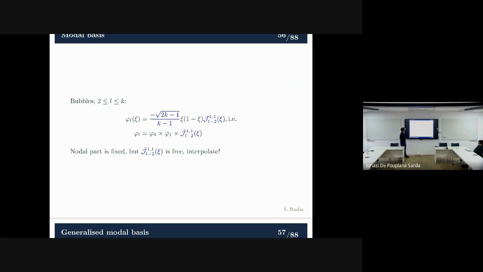So what we can do here, our idea is, this is for the bubbles, let's say in 1D, which is ordered up to k, the one that you want to choose. And we cannot do much with the nodal part. The nodal part is going to be fixed. We cannot do anything with that. That's not the problem, because we know that the linear part is not going to be problematic. We want to deal with this term here in a different way in order to reduce extrapolation.